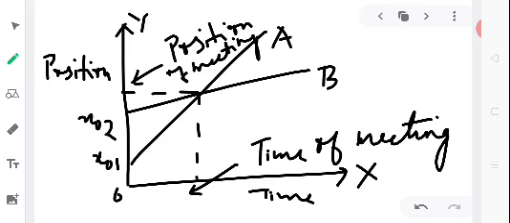So we will end our discussion on relative velocity. At this point, we will be discussing some more concepts regarding relative velocity in our next session. Thank you.